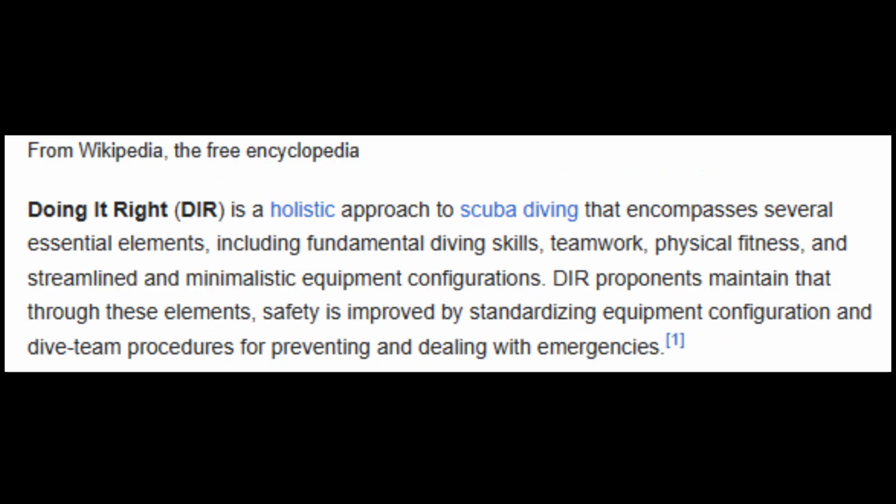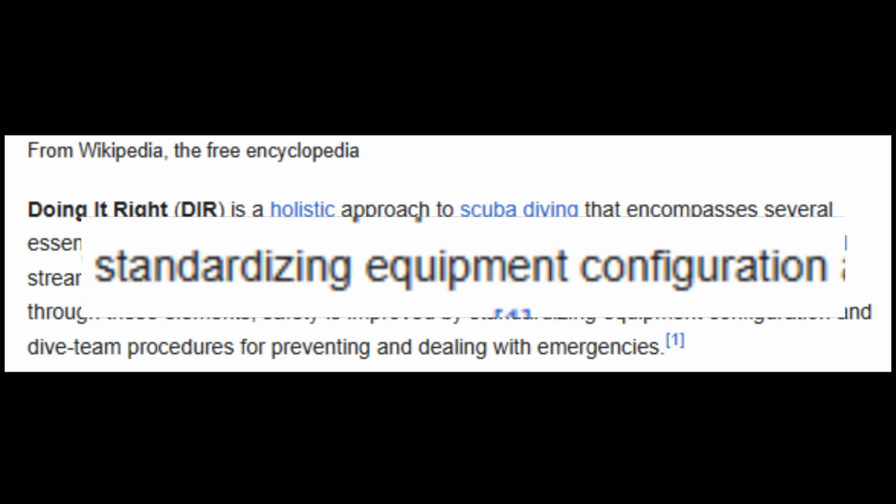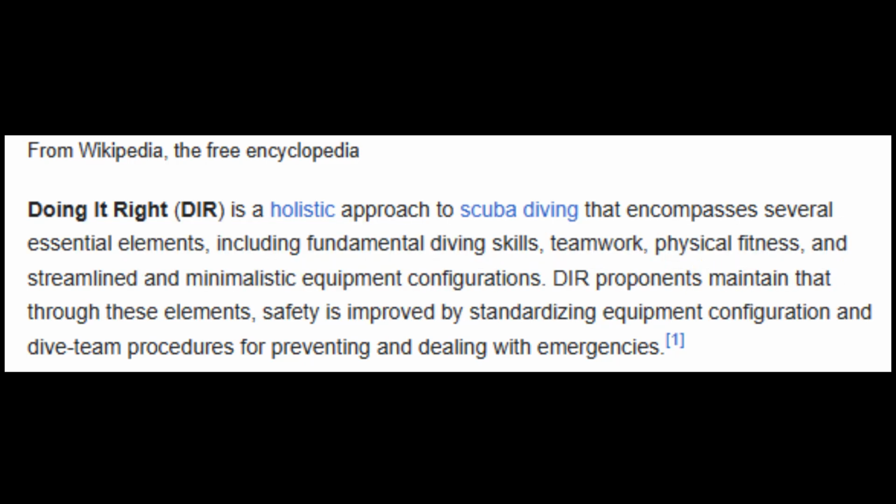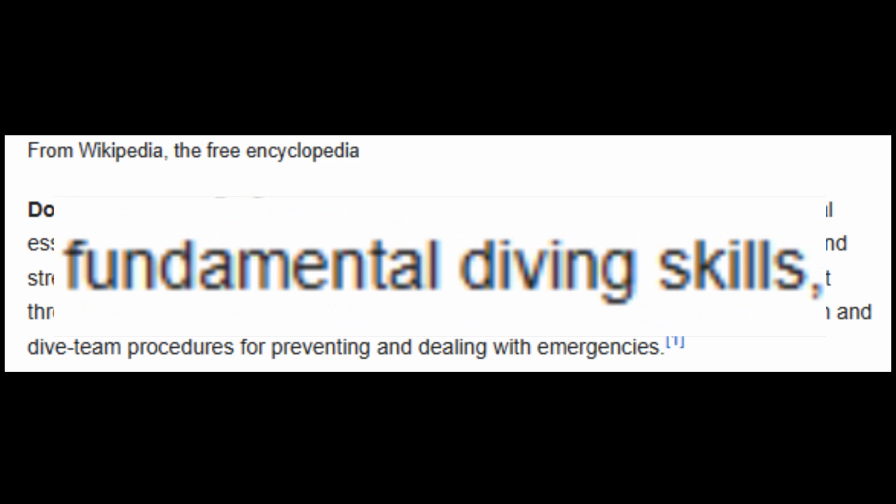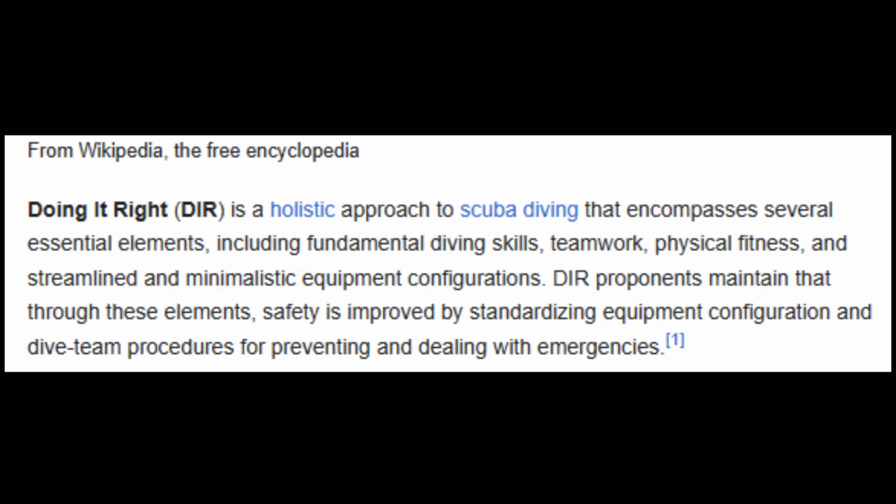In contrast to what you might hear, non-DIR diving is not the opposite of DIR diving. It does, however, allow for more flexibility, particularly in the standardized equipment configuration, and some slight variations in the diving skills. What this means is a true DIR diver would not adopt non-DIR practices. However, a non-DIR diver can adopt DIR practices. So let's talk in more detail about some of the differences between DIR and non-DIR diving.